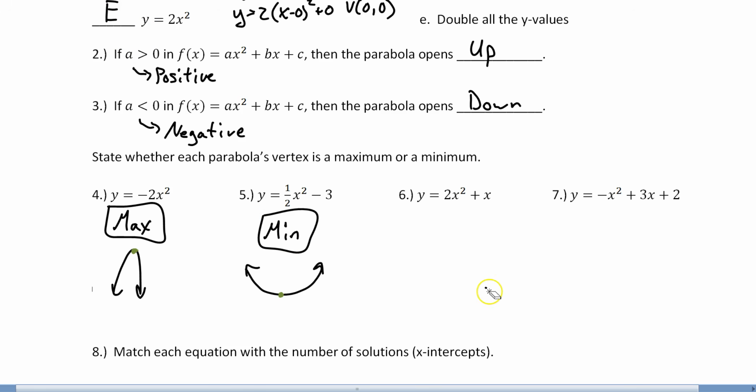The next one, the a value is a positive 2, so it's going to open up and be a skinny parabola. Since the vertex now is at the bottom, when the parabola opens up, the vertex at the bottom, it's got to be a minimum.